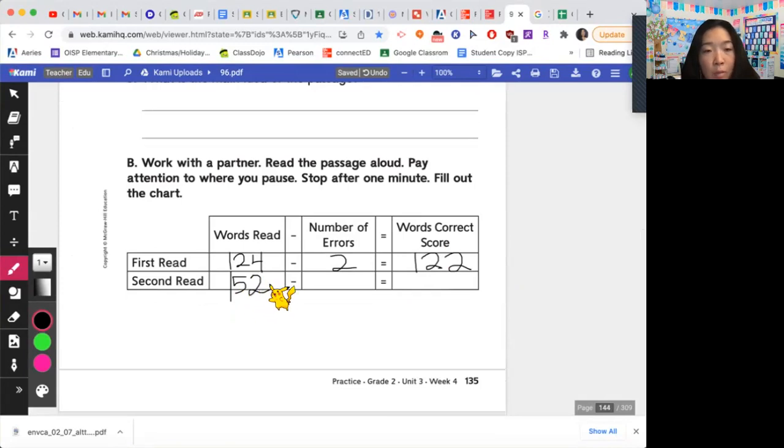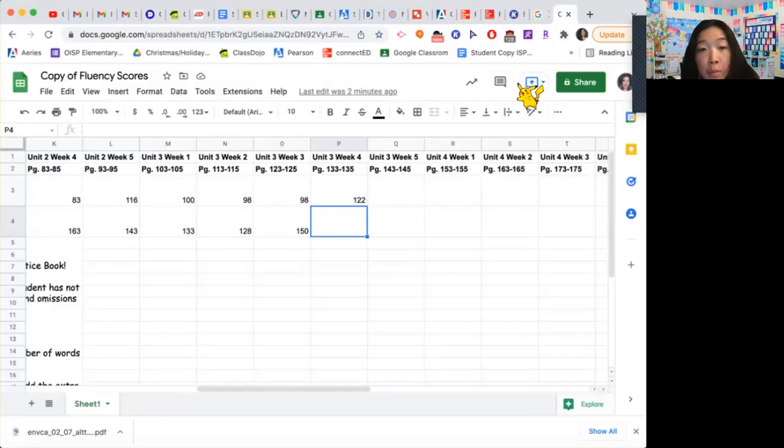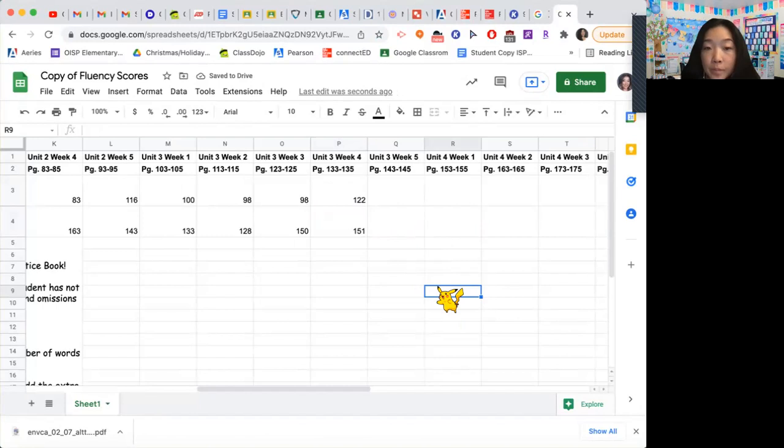This time I only made one mistake. So I read 151 words. Now, what am I going to do after? I'm going to put my score in my fluency scores. I'm going to write 151. All right.